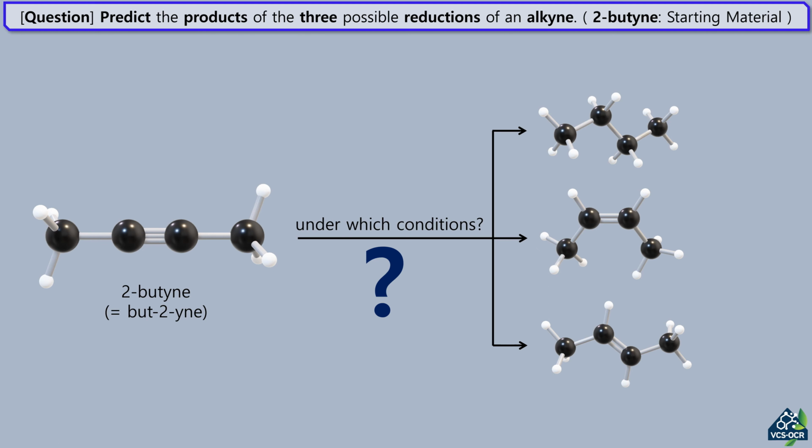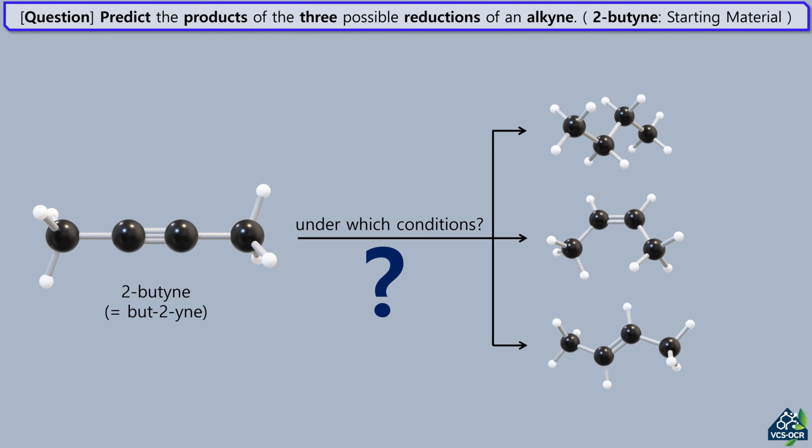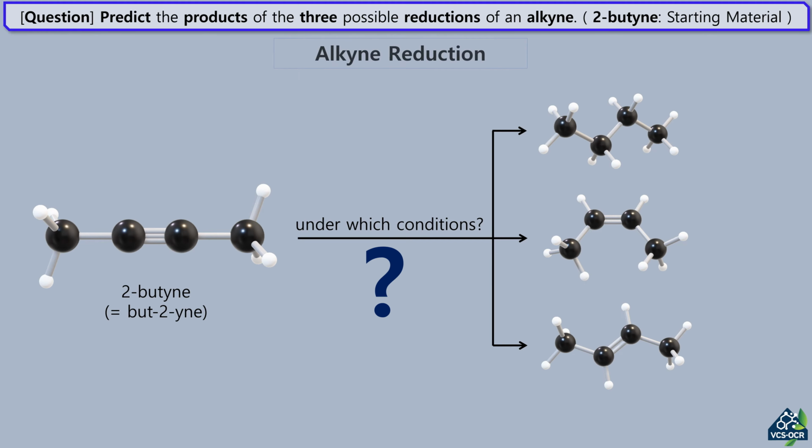To our series on alkyne reactions. In the previous video, we explored the hydroboration of alkynes, which yields aldehydes or ketones. In this video, we shift our focus to reduction reactions. Our goal is to increase the hydrogen content of the molecule.